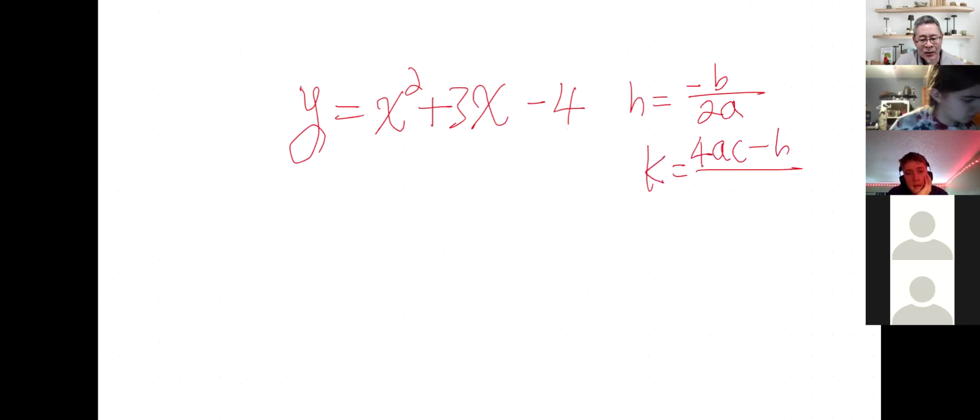Okay. Let's try using this formula, and I'm going to write another one and see how you use that. y equals x squared plus 3x minus 4. Now we're going to use the formula: h is minus b over 2a, and k is 4ac minus b squared over 4a.